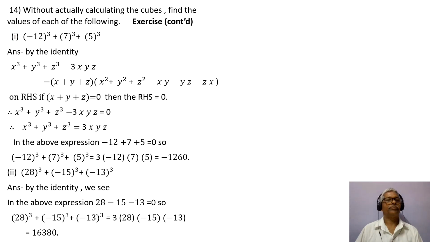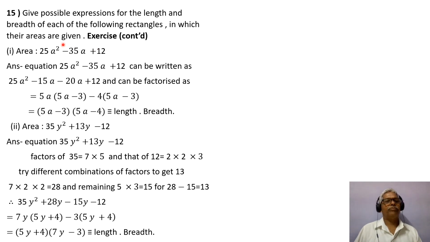So, exercise continued. Next one: give possible expressions for the length and breadth of each of the following rectangles in which their areas are given. First one, area 25a square minus 35a plus 12. These are very intelligent examples, and you need to understand this very carefully. Read this to understand this. So look for the answer.